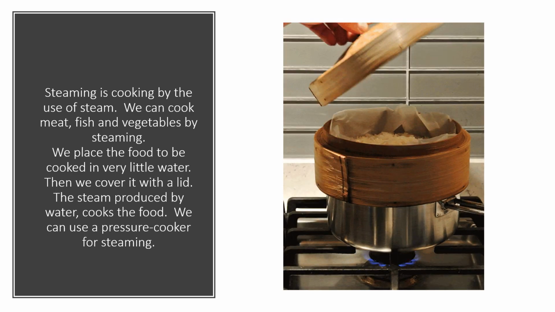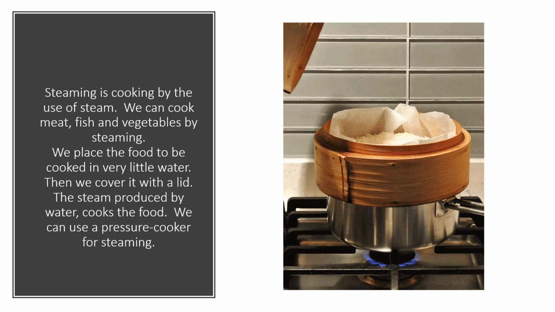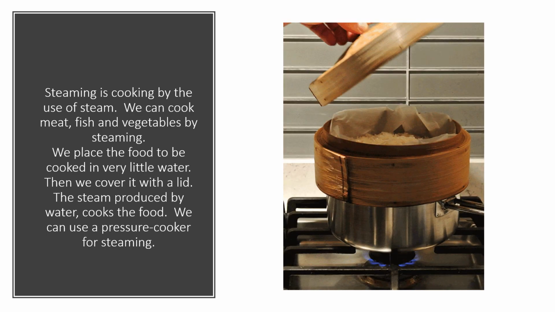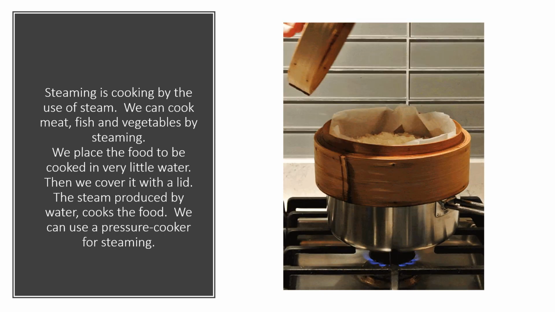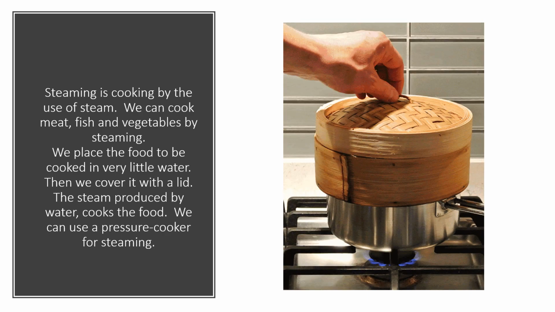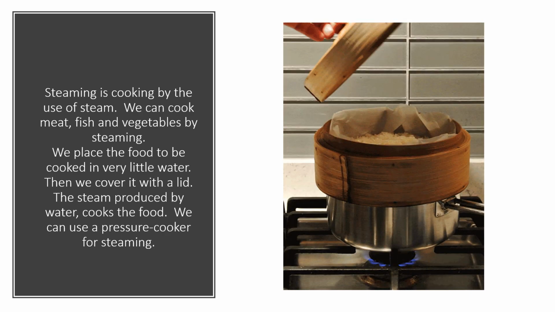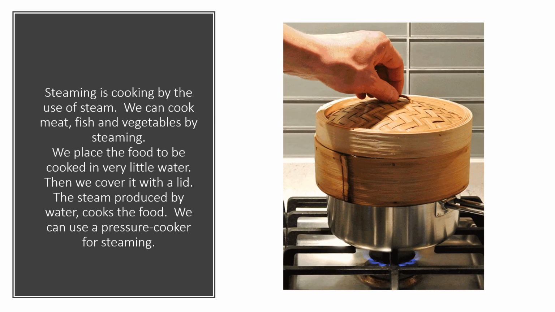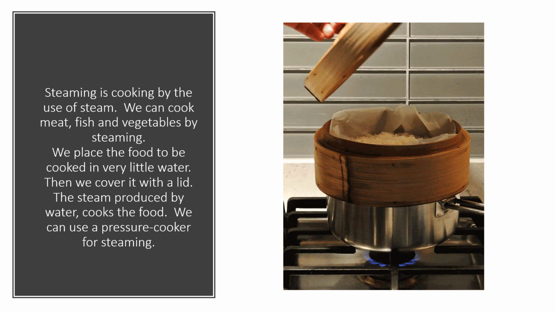Now let us read the lines here. Steaming is cooking by the use of steam. We can cook meat, fish and vegetables by steaming. We place the food to be cooked in very little water. Then we cover it with a lid. The steam produced by water cooks the food. We can use a pressure cooker for steaming.